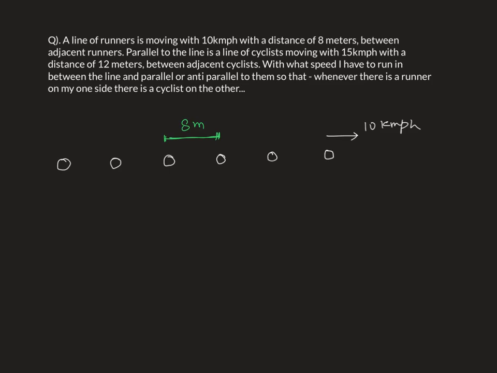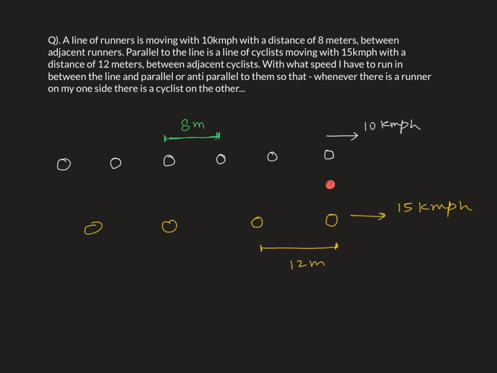And then there is also a line of cyclists, and among the line of cyclists, the distance is somewhat different. The distance between the cyclists is 12 meters, and the entire line of cyclists is moving with 15 kmph. And these two lines are parallel to each other, so you can say that they are moving on a straight road. On the left end of the road, you can say there are runners, and on the right end of the road, you can say there are cyclists. The cyclists are shown in yellow and the runners are shown in white. And now this is me here.